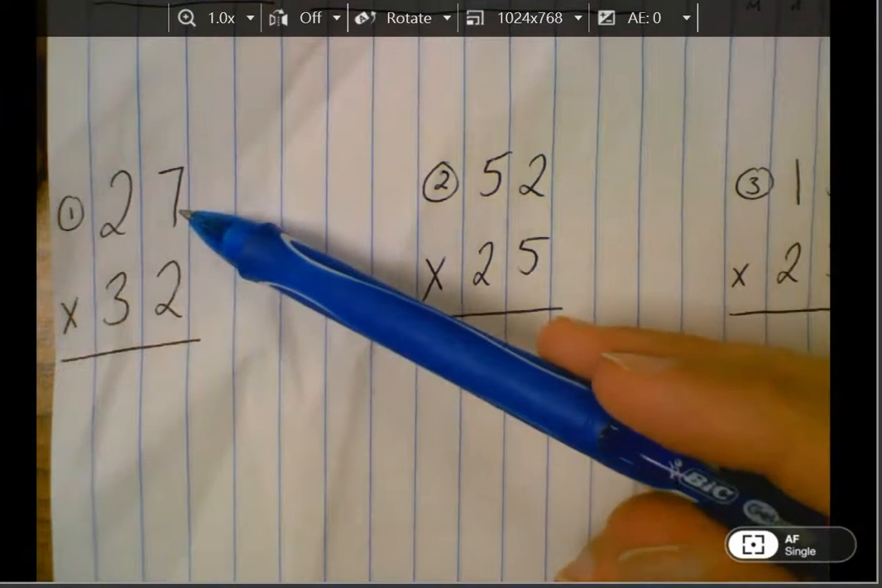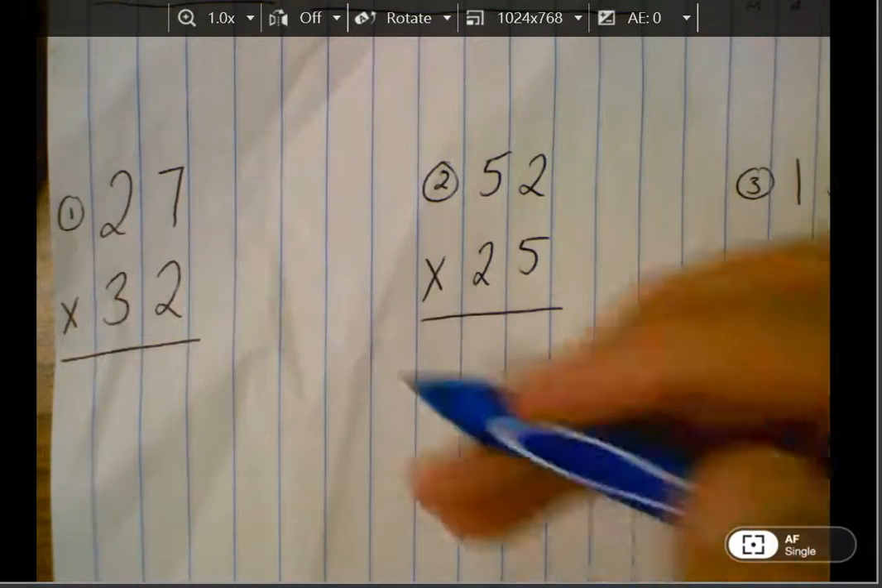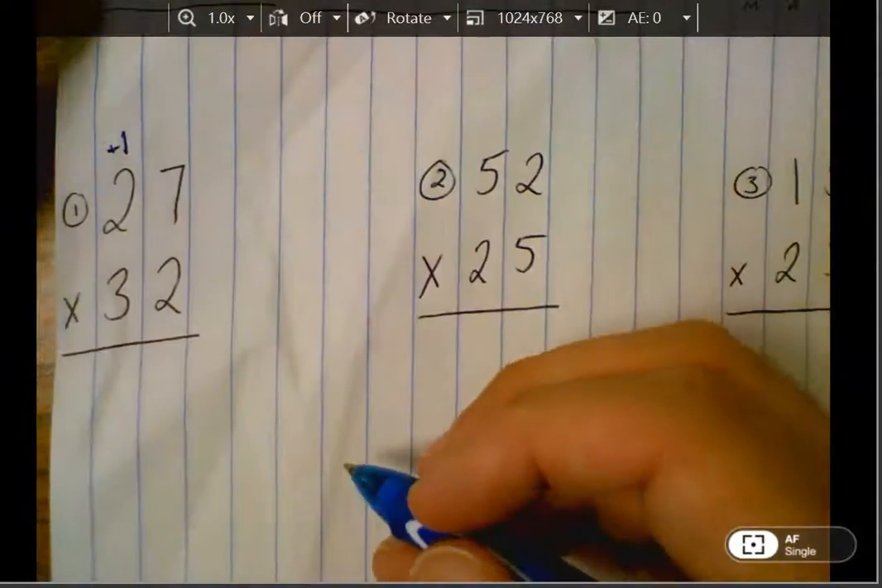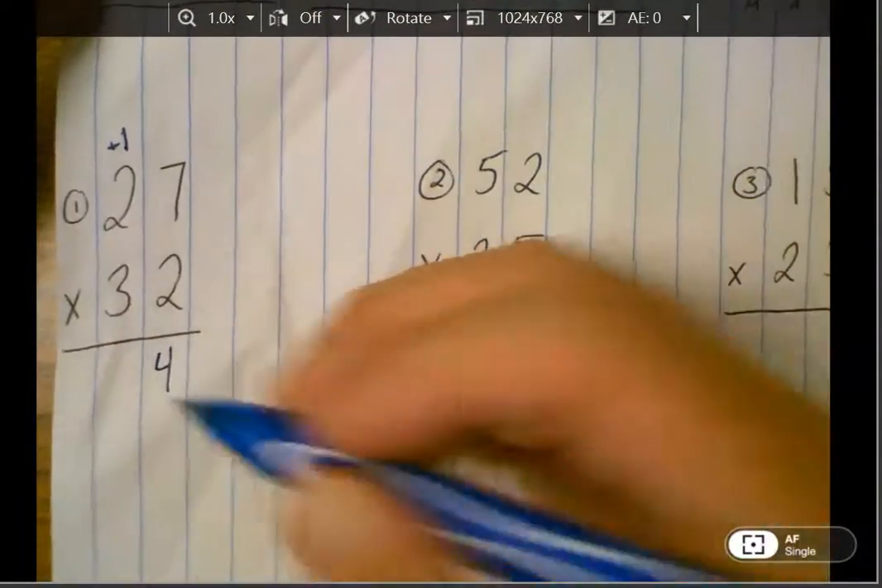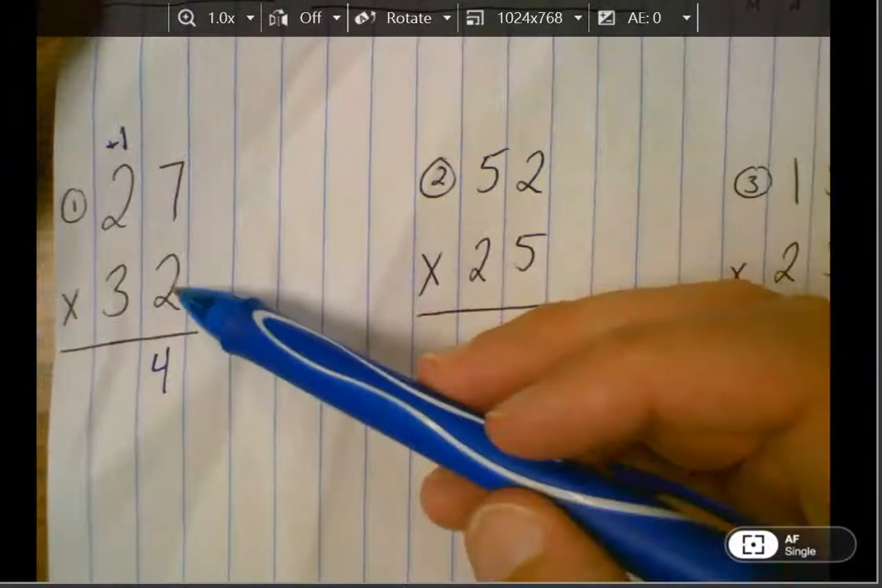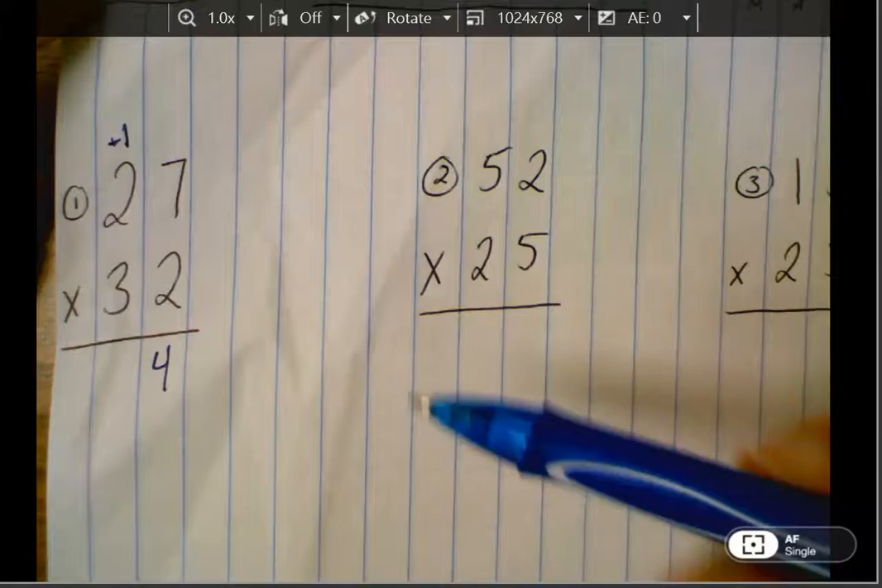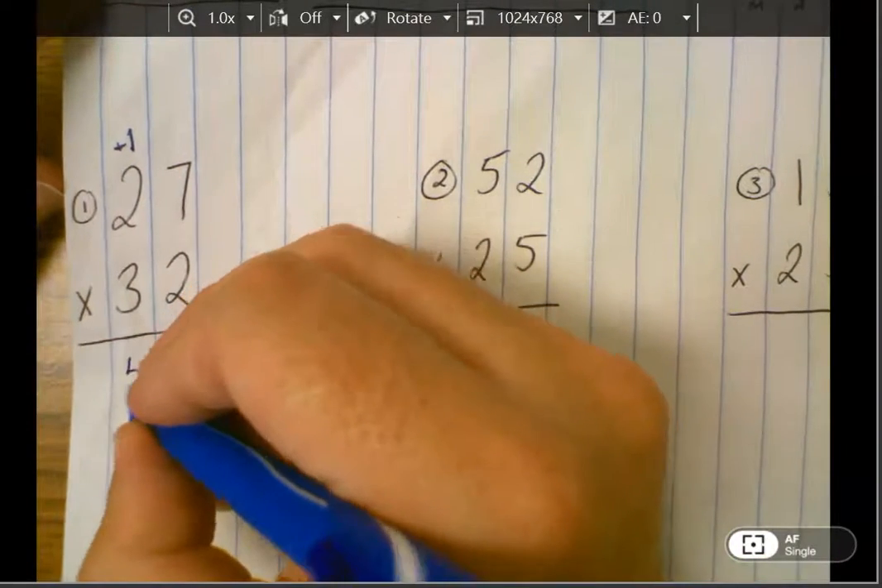First, we multiply the ones. 7 times 2, which is 14. This is nothing new to the students, where you're regrouping the 1 and bringing down the 4. Then you multiply the tens. Also not new for students. 2 times 2 is 4, plus 1 is 5.